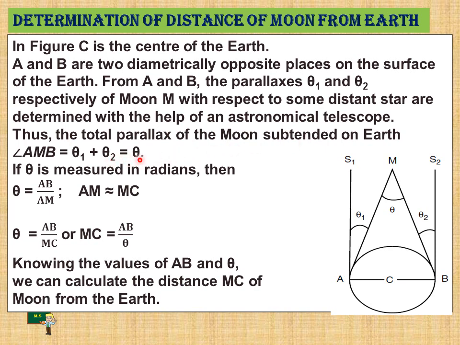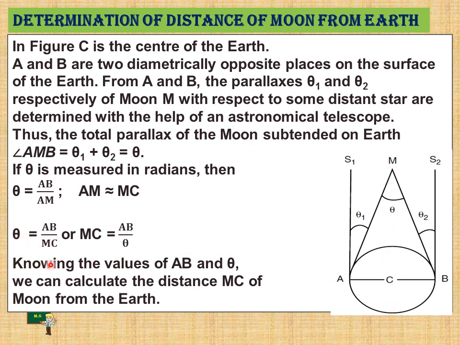Thus the total parallax of the moon subtended to the earth, angle AMB, is equal to theta 1 plus theta 2 is equal to theta. That means theta is equal to AB by AM. AB divided by AM. AM is approximately equal to MC, the height of the moon from earth.